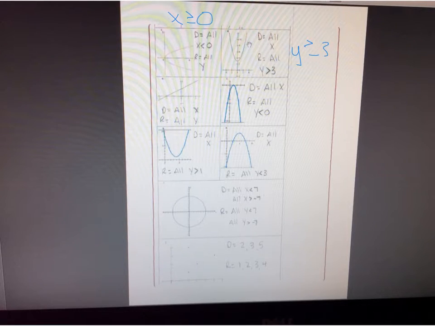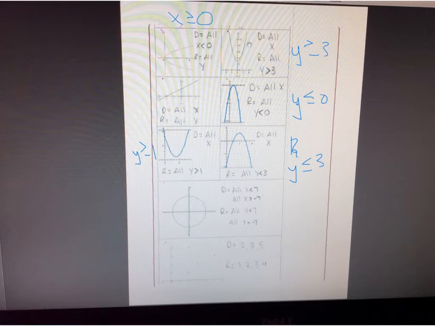Now, question F, this one here, should be for the range y is less than or equal to 0. G should be y is greater than or equal to 1. And H should be, sorry, not H, too early in the morning, y is less than or equal to 3.